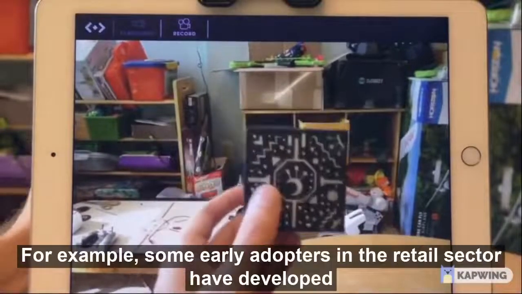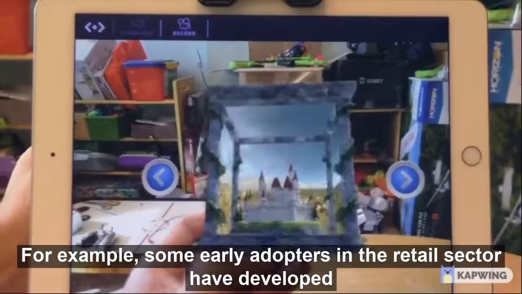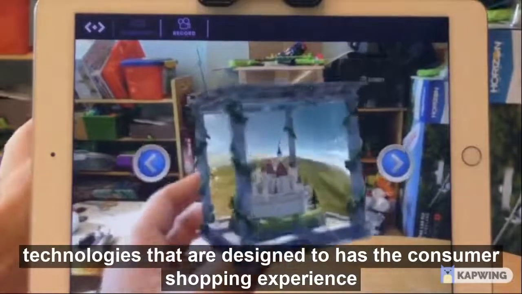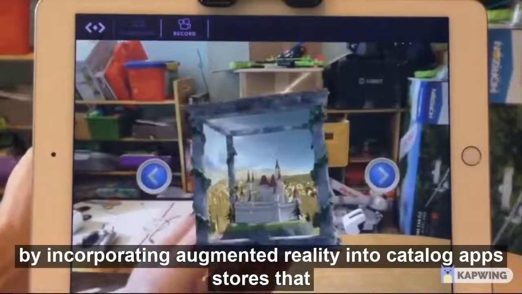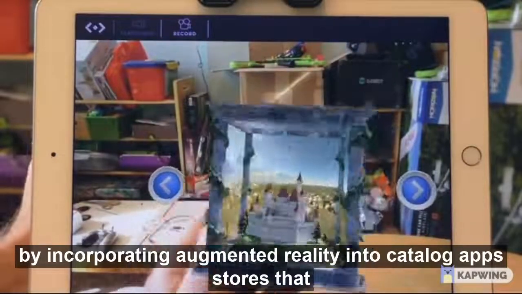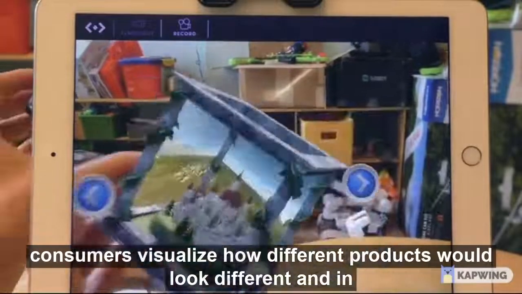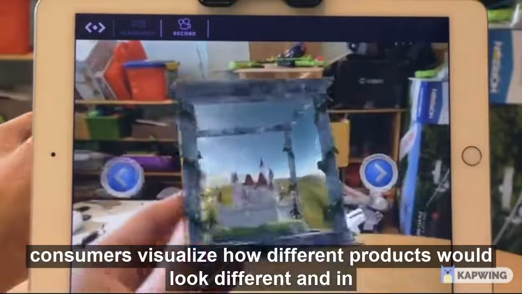For example, some early adopters in the retail sector have developed technologies that are designed to enhance the consumer shopping experience by incorporating augmented reality into catalog apps. Stores let consumers visualize how different products would look in different environments.